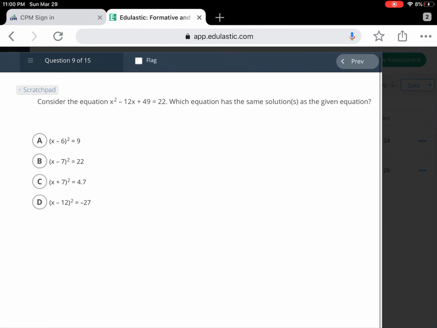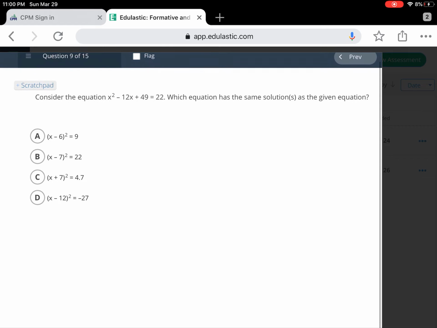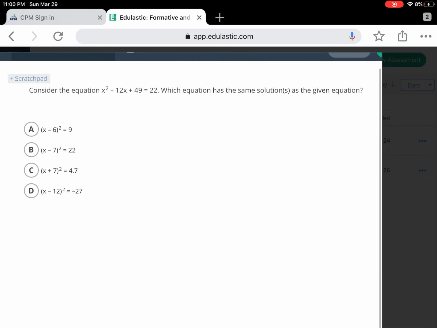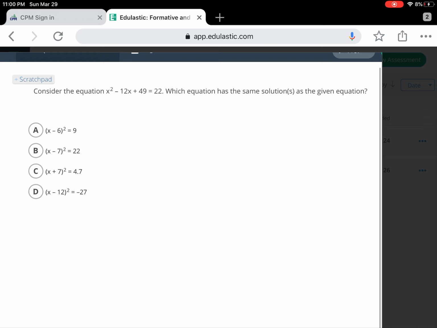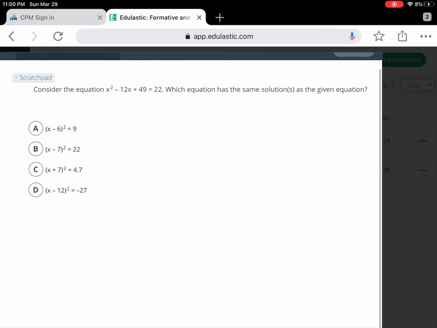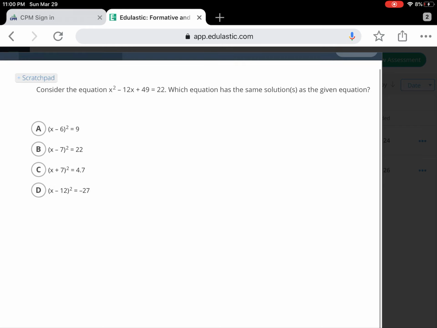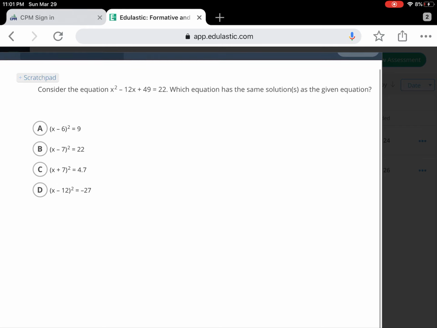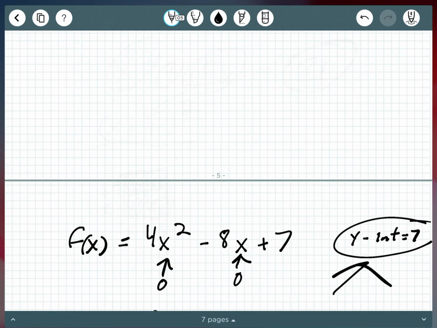All right, moving right along. So this one was another one to think about completing the square. It was given in a tricky way because it wasn't set equal to 0 or y. It was set equal to 22, and then the answers all were equal to a different number. I think our best approach is to rearrange this equal to 0 at first, and then see what happens when we complete the square. So x squared minus 12x plus 49 is equal to 22.